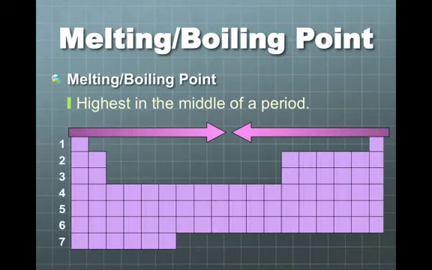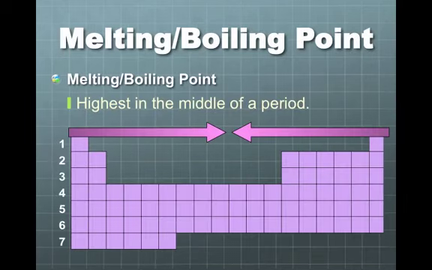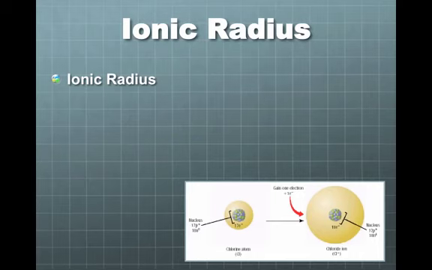Let's talk a little bit about melting and boiling point. Melting and boiling point is highest in the middle of a period. So the middle of the periodic table, you're going to have a higher melting and boiling point. Well, what does this have to do with? Well, this has a lot to do with intermolecular forces, which we're going to talk a little bit more about in Chapter 10.